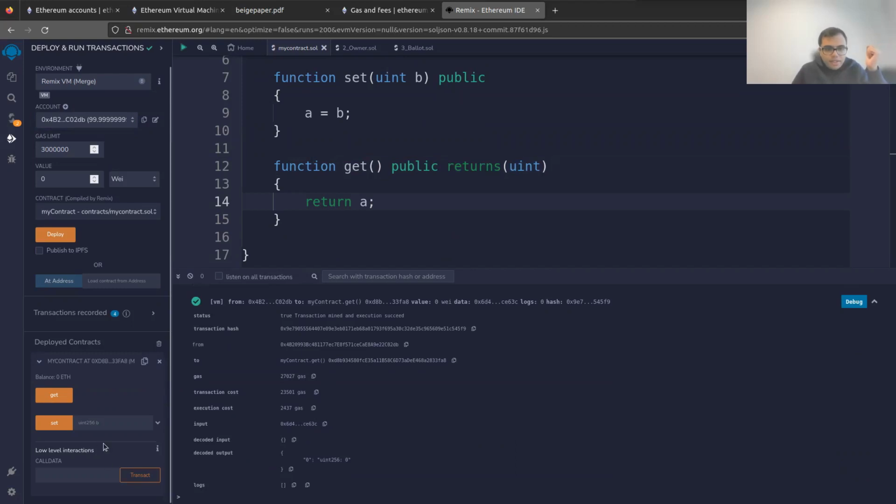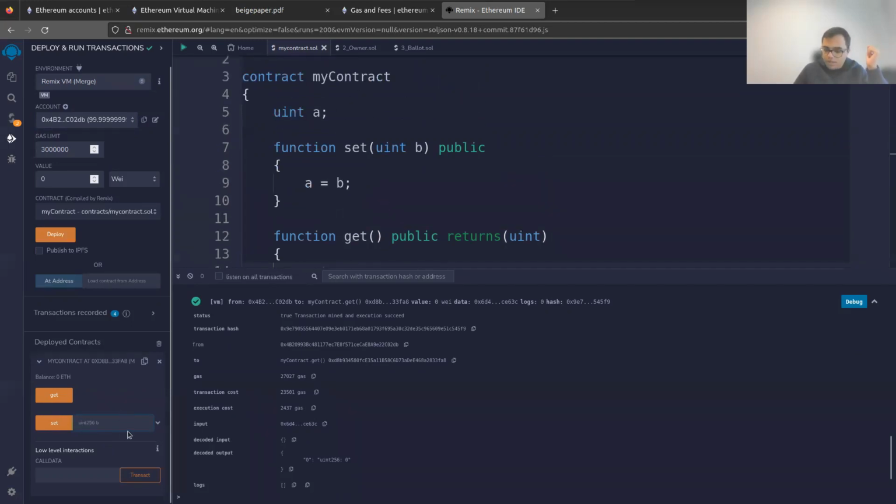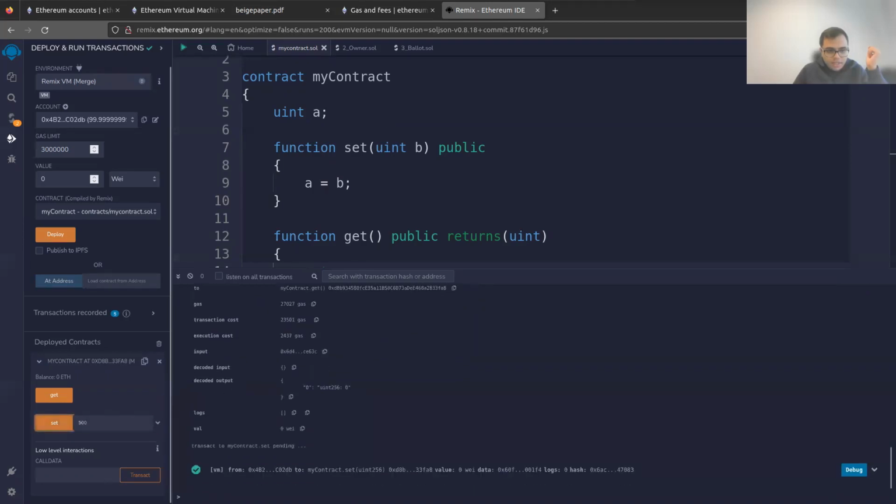Okay. Now I can also use set. So let's say I want to set the value of A to 500. I do this and I click on set. So here what I'm doing is, again, I'm creating a transaction that has a pointer to this contract. It has the address of this contract. It has the name of the function set, and it has the value of 500.